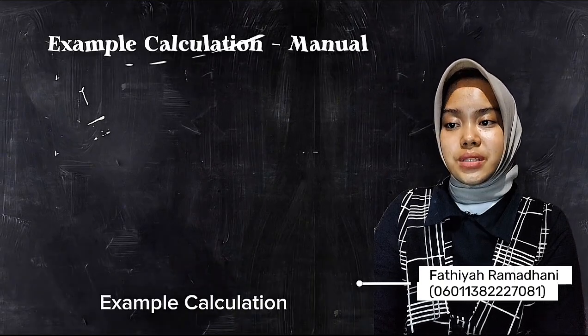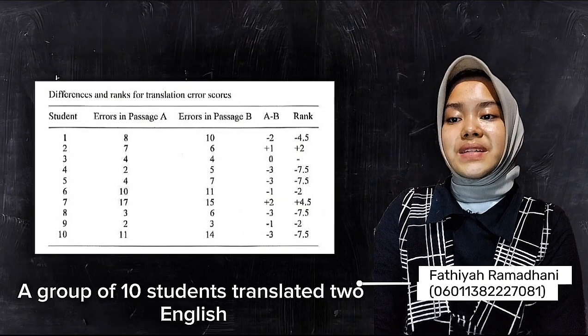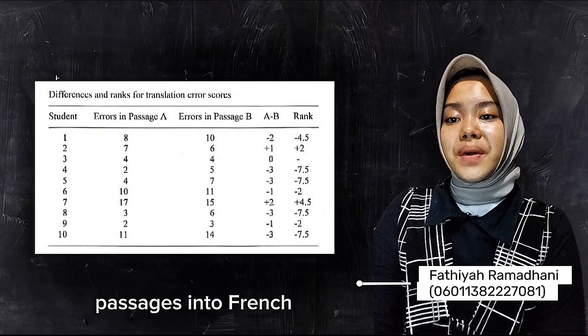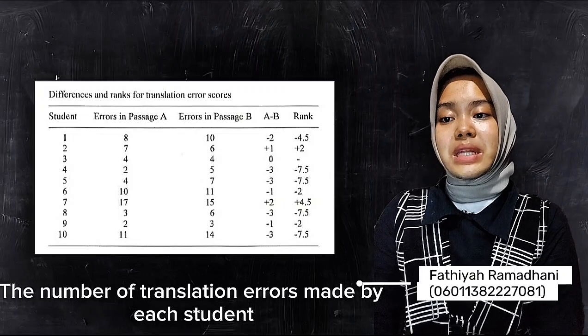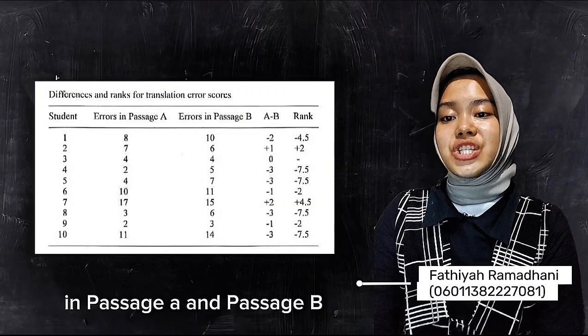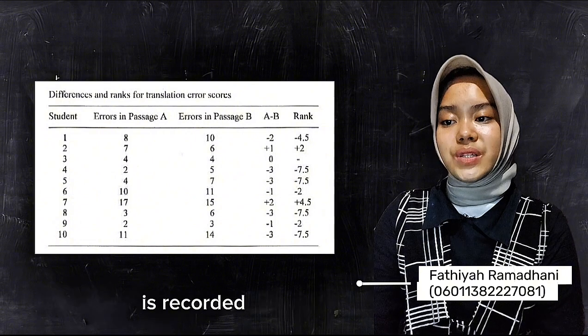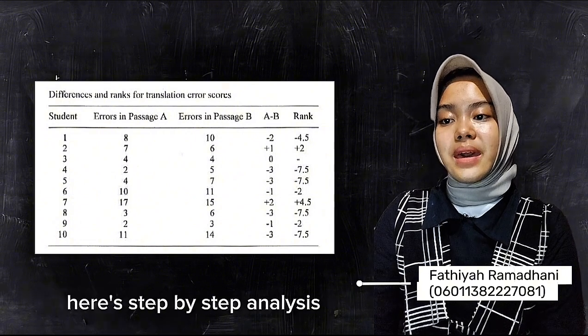Example calculation. A group of 10 students translated 2 English passages into French. The number of translation errors made by each student in passage A and passage B is recorded. Here's the step-by-step analysis.